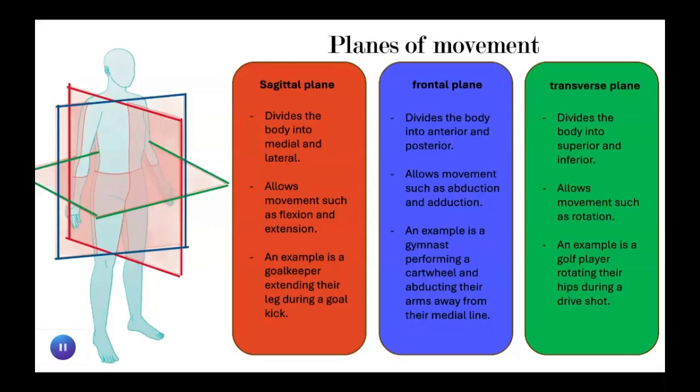The transverse plane divides the body into superior and inferior, top and bottom. This plane allows movements such as rotation. For example, when a golf player rotates their hips during a drive shot, this action happens across the transverse plane during the execution phase.